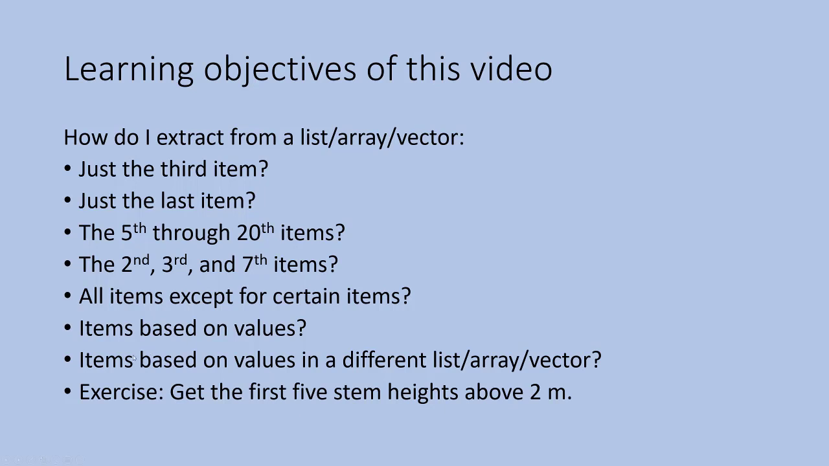And how can I extract items from one list or one array or one vector based on the values in a different one? And so you'll have an exercise at the end where you will find the first 5 stem heights above 2 meters. So that's the sort of thing you're going to be able to do when you're done with this video.